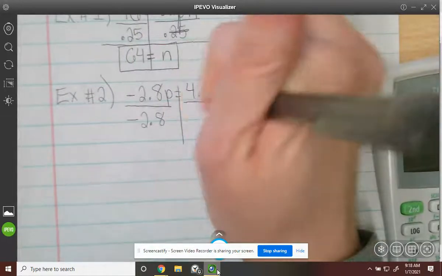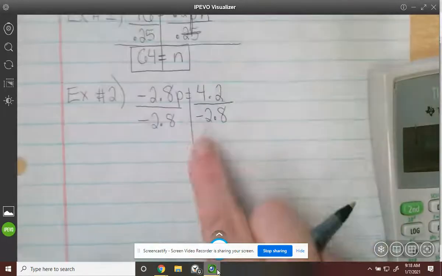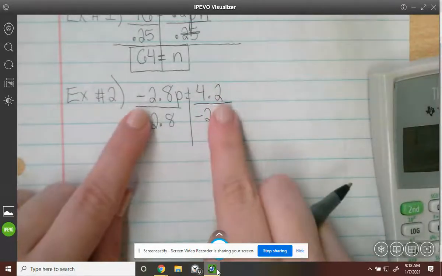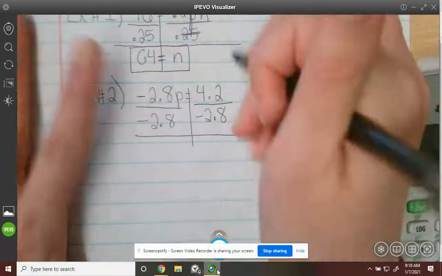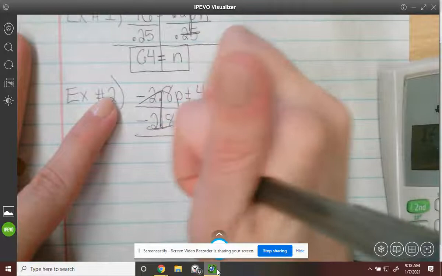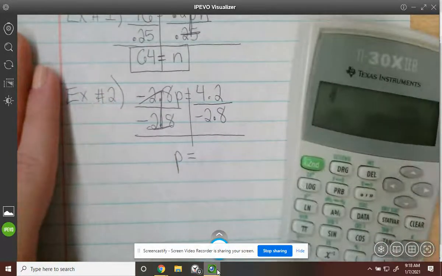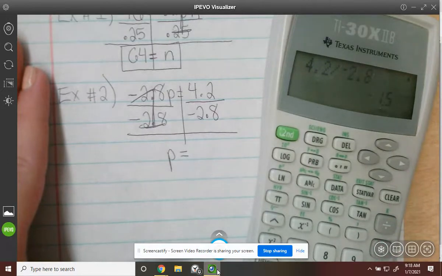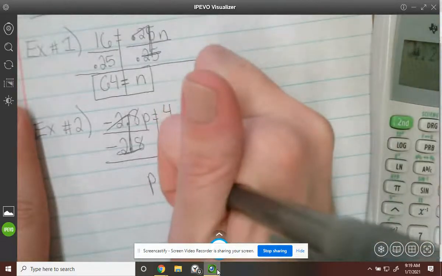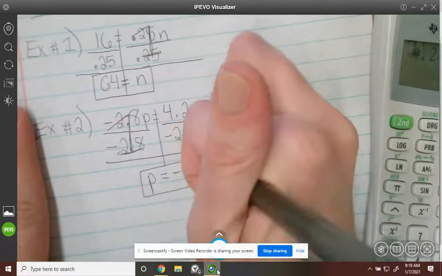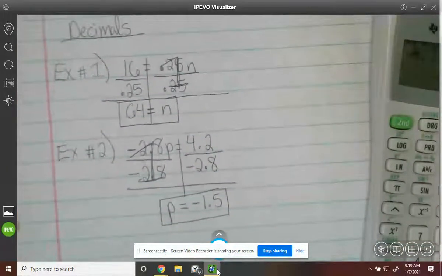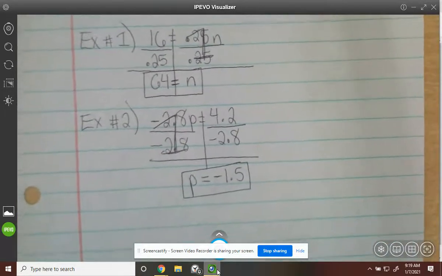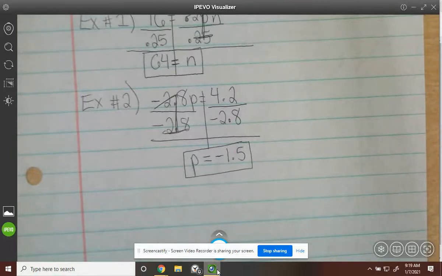Now, especially on this one, you have to have that line. Because of that negative sign there, if you don't, I guarantee you, you'll take 4.2 minus 2.8. And that's not what we're doing. We're dividing. Okay, that turns into 1, leaving me with just p equals, and then what is 4.2 divided by negative 2.8? Negative 1.5. Okay, and I got my answers. So that is decimals. Pretty much the same thing, just make sure you're paying attention and slowing down as you type things in the calculator.